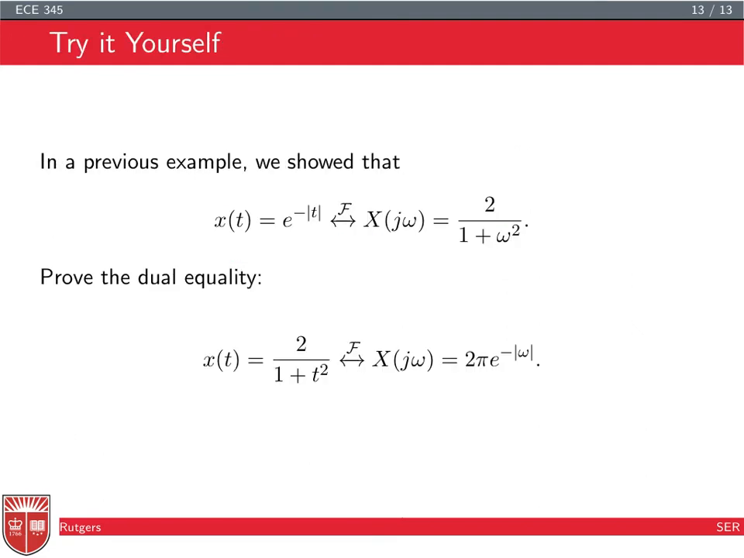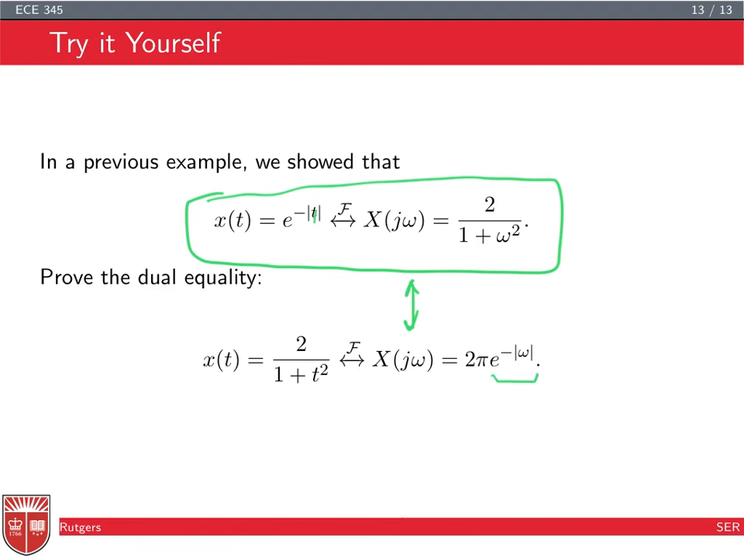As a take-home problem, one of the very first examples we did is the transform pair that e to the power minus absolute value of t has the CTFT 2 divided by 1 plus omega squared. Now I claim that the corresponding dual pair is the following. You can see here that you also have e to the minus absolute value of omega, but there's the factor 2 pi, if you remember, because the inverse transform also has that factor. So my question here is to prove this, and you have to prove it directly.